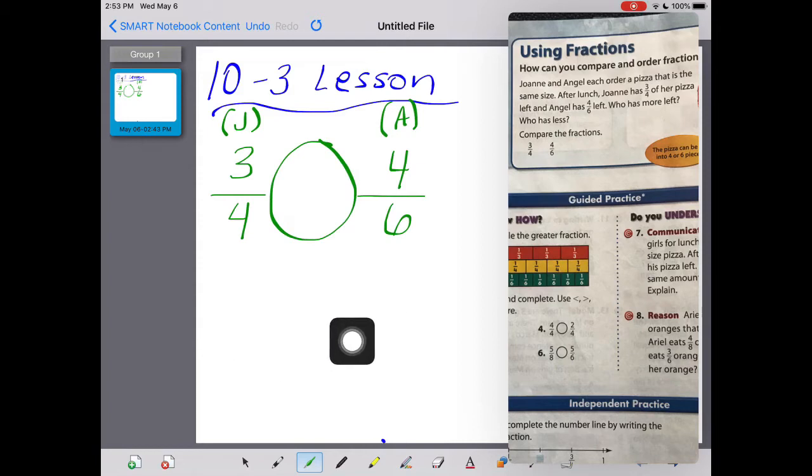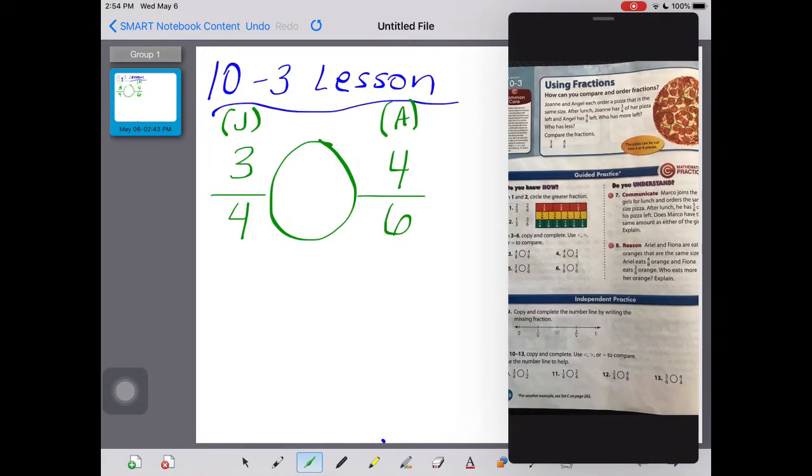So I am going to have trouble comparing, because over here for Joanne, she has 3 out of the 4 still left. So she has 3/4, or 3 slices are still left. But over here, Angel, she has 4 slices left. The numerator says 4, so it's 4 out of 6. But they're different sized pizzas. So there's 2 ways we can do this.